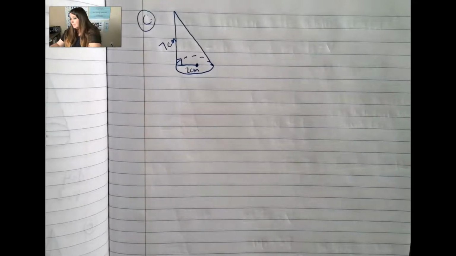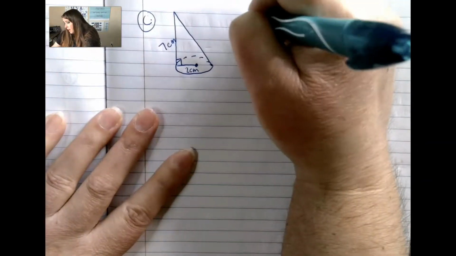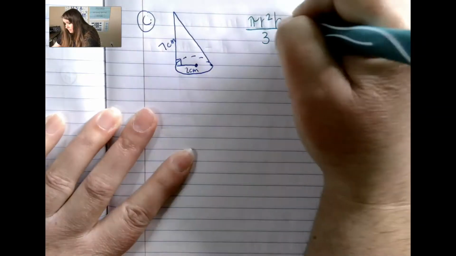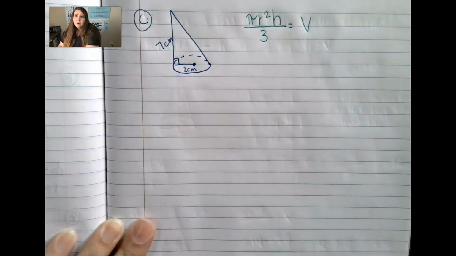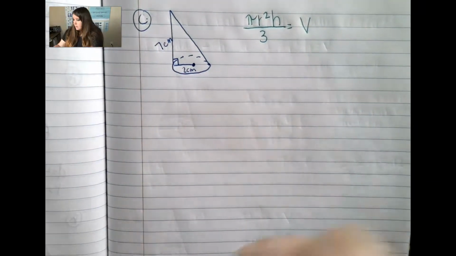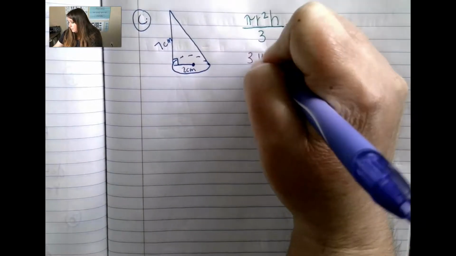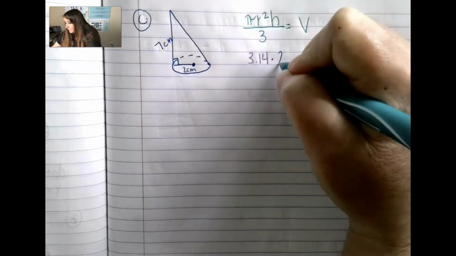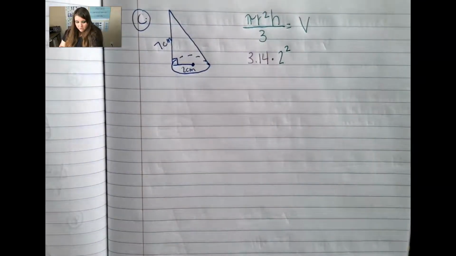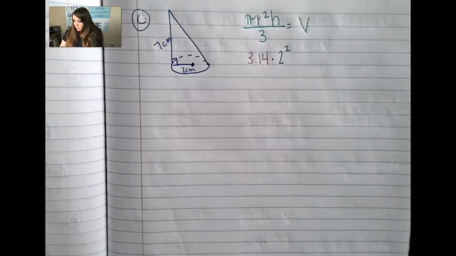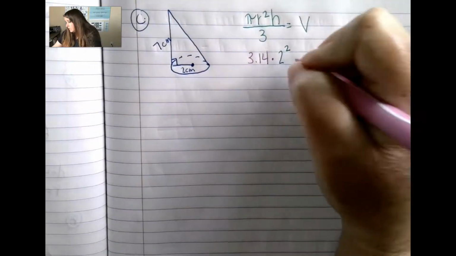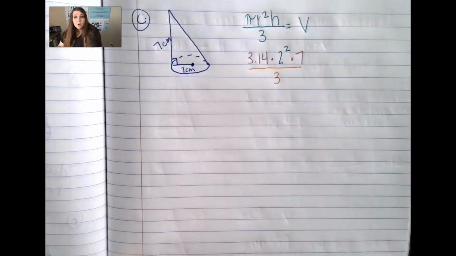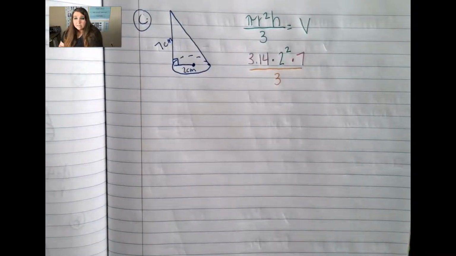Again, we're going to use that same formula. We're going to take pi r squared times the height, and we're just going to divide that by 3 to get the volume of a cone. So let's go ahead and start with 3.14, and we're going to multiply that by our radius, which is 2. Look at that, it's already found for us. We don't have to chop anything in half on this problem. And then our height, which is 7. And again, we're dividing it by 3 because cones are 1/3 of a cylinder.